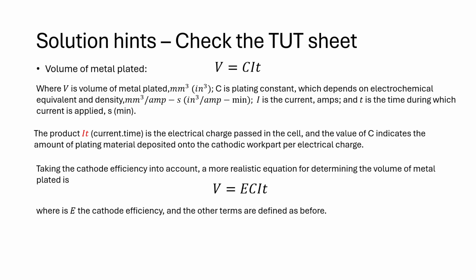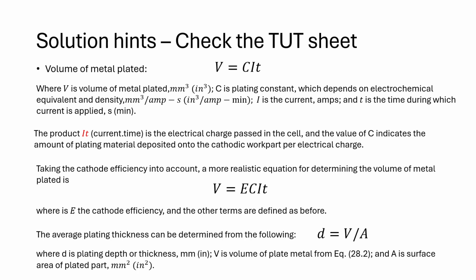Now we have a table to find the value for the E, and that's what we are going to find on the next page. Finally, the average plating thickness can be determined from the following equation. It's going to be the volume divided by the area. That's obvious. Now let's check the units. Here we have the volume in cubic millimeters and the area in square millimeters. So we're going to end up with the thickness in millimeters.